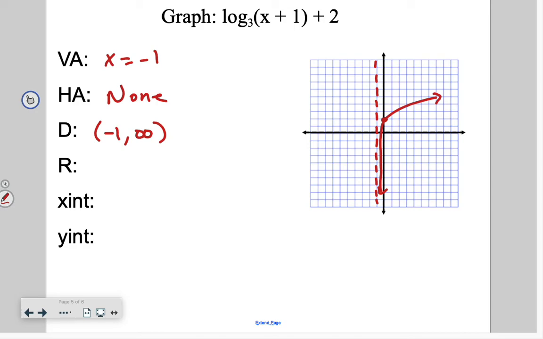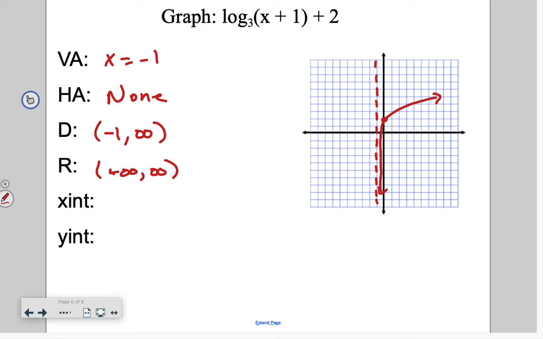Another option, by the way, just as a heads up on domain for these in particular, if you don't like just looking at the graph, remember you can't take the log of a negative number, which means the argument has to be positive. So it's got to be bigger than -1. That's another way of thinking about it if you're looking at a log equation. You got to have a number bigger than -1 so that that's positive. How about range? All real numbers. Good. -infinity to infinity.